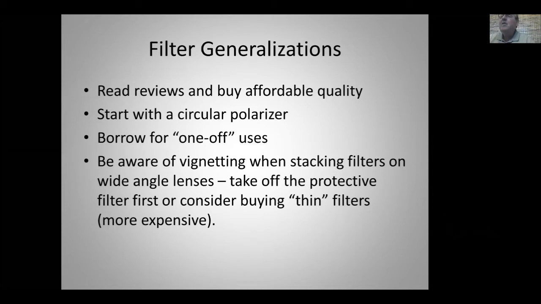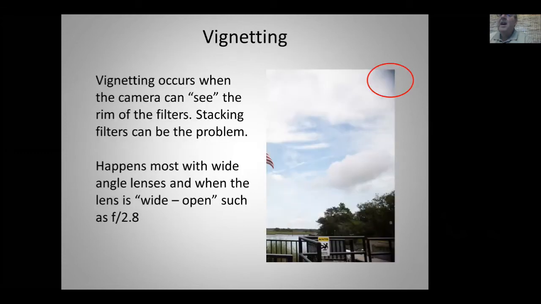You get a corner that's kind of blotched. That's the camera seeing the rim of the filters, and the stacking is usually the problem. It happens with wide angle lenses and when the lens is wide open, such as f2.8. So if you do it and you look at your photographs later and you want to kick yourself in the head and say, why did I open it all the way, all wide? Because now I'm going to have to crop out part of the picture to get rid of the vignetting. It happens to everybody. Just know it's going to happen if you want to use those kind of stacking things.